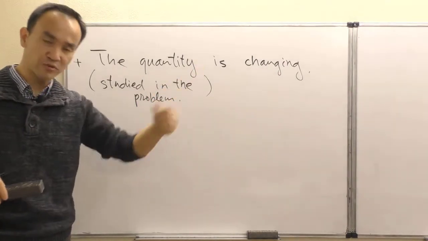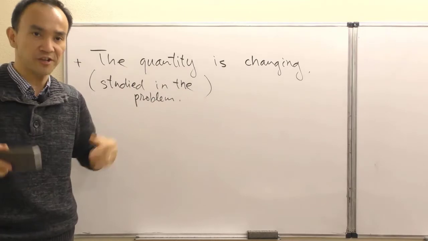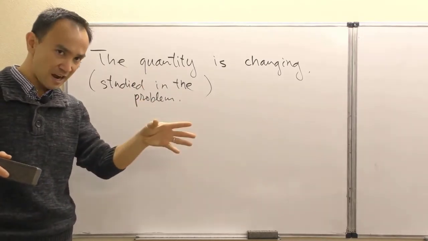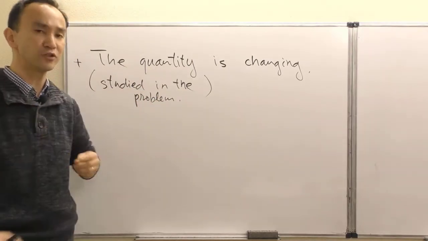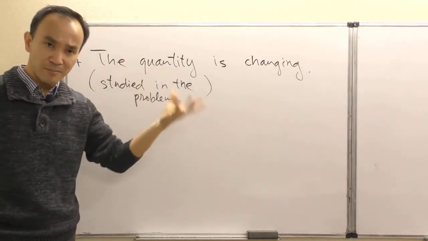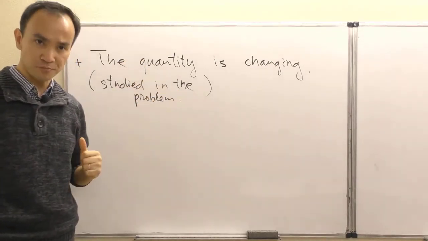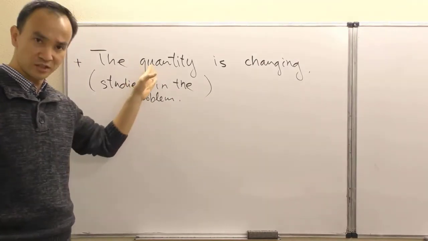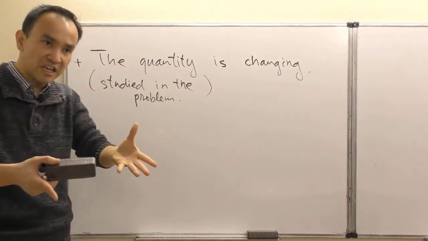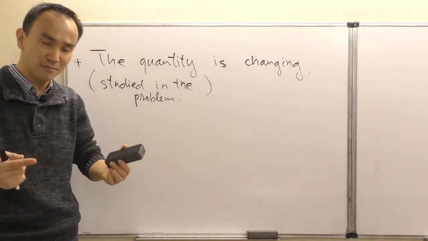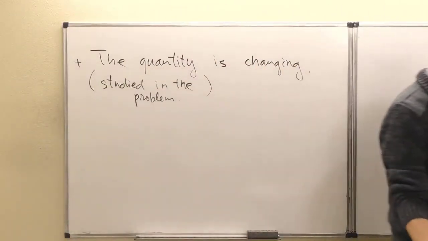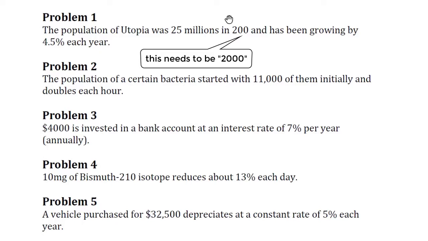Well, the population of Utopia, that's the quantity. It's changing, and we know it has some starting amount, and then over time it's going to become something else different. The population of bacteria in problem number 2, that's the quantity changing. And see, it started out with 11,000. So go ahead and look at problem number 2 if you have a chance to. The population of bacteria started out with 11,000, and it's changing. It's doubling each hour. That population is doubling each hour.